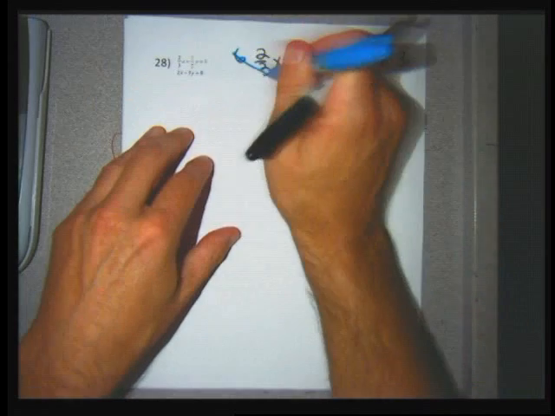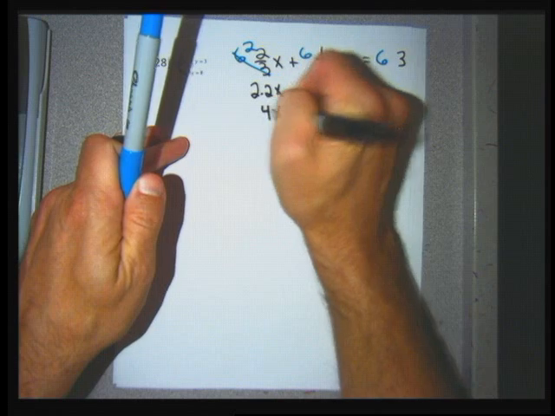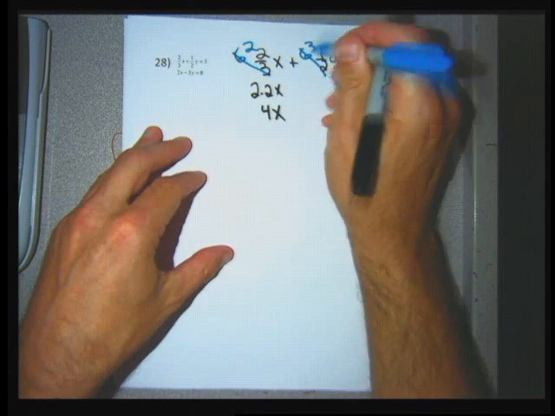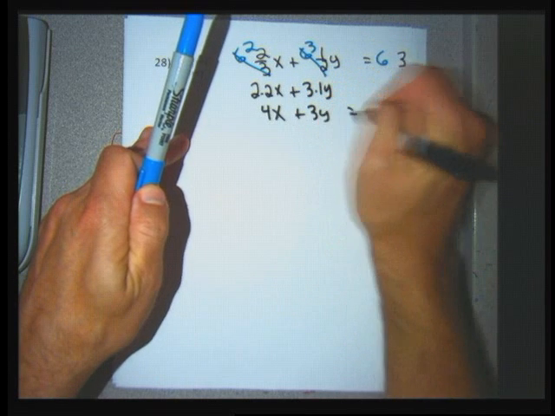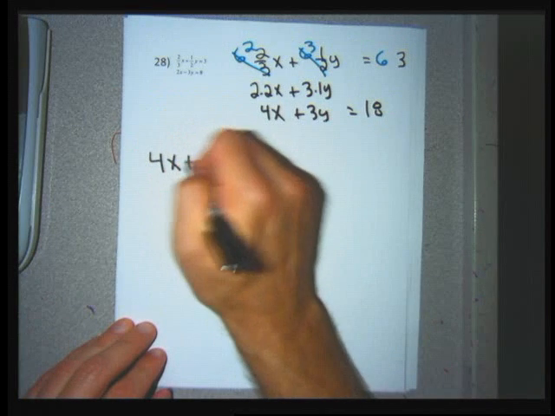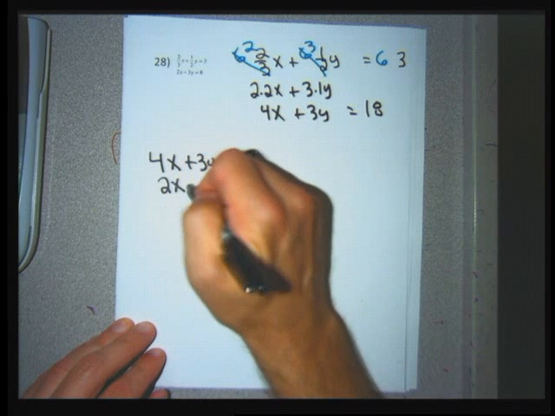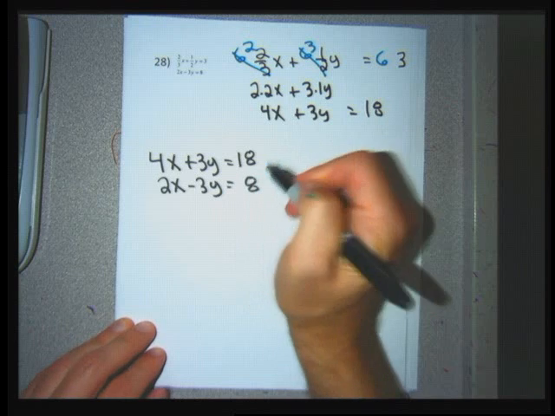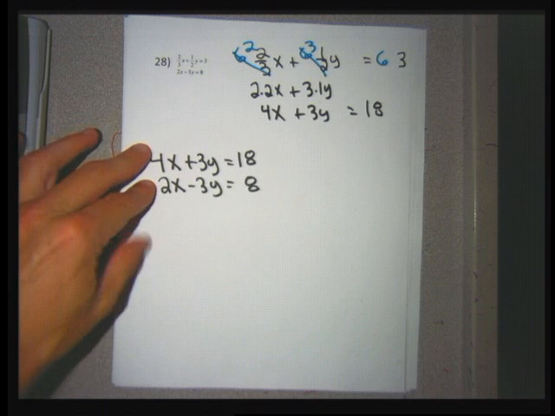Doing that will give me 2 times 2x, which is 4x, plus 3 times 1y, which is plus 3y, equals 6 times 3, which is 18. So when I go to solve this, I'm going to use 4x plus 3y equals 18, along with the bottom equation, 2x minus 3y equals 8. This is a really nice gift, because that transformation of the top equation sets the elimination method right up. Looks like I get another fraction, unfortunately.